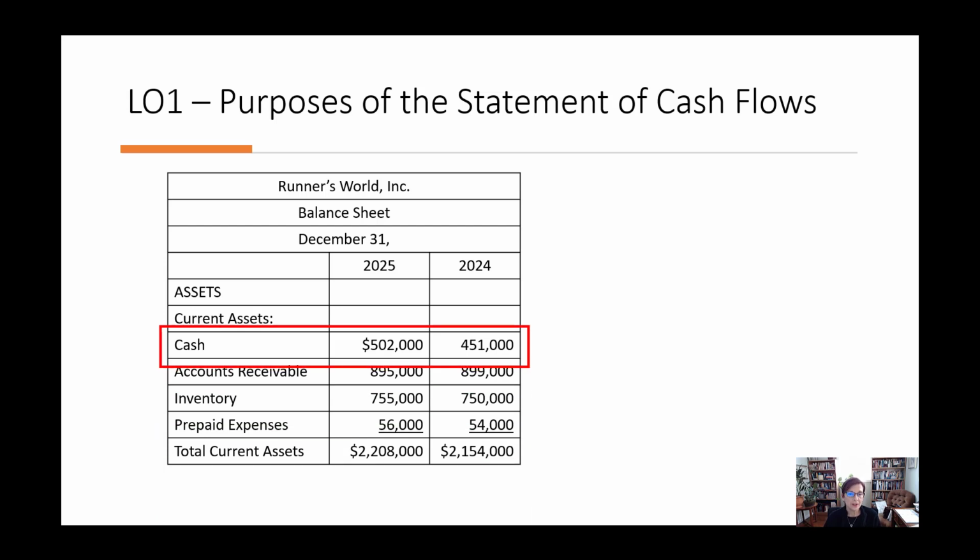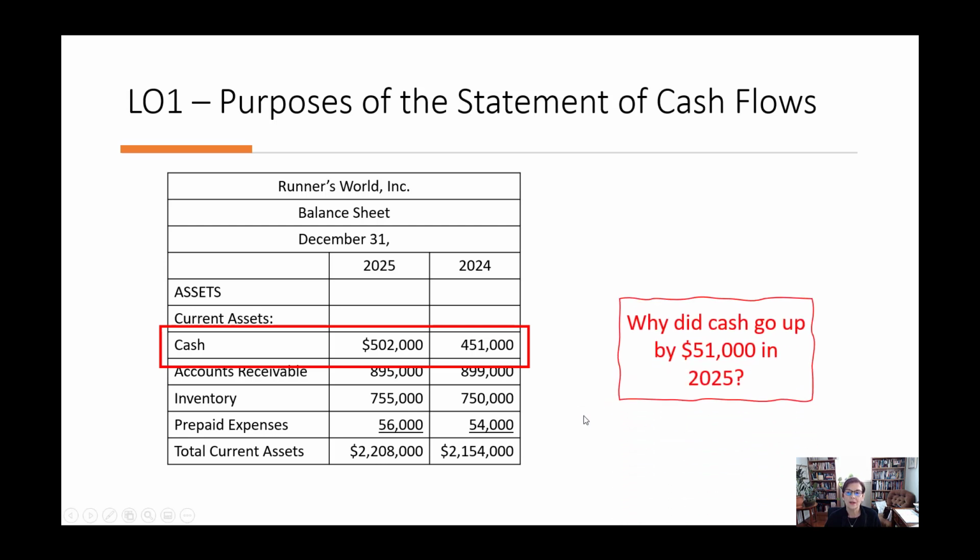So if you take a look at this piece of a balance sheet. Remember, our balance sheet shows assets, liabilities, and equity. And here in our current assets section, we see that in this company, Runner's World, our cash went from $451,000 up to $502,000. So you could see that by looking at the balance sheet. The question is, why did cash go up by $51,000 in 2025? Why did it go up? So remember these numbers because we're going to be using them again.